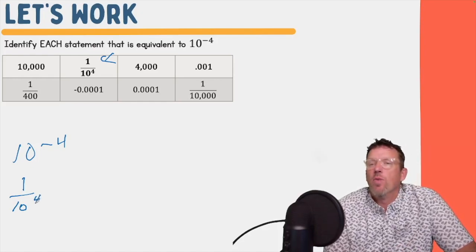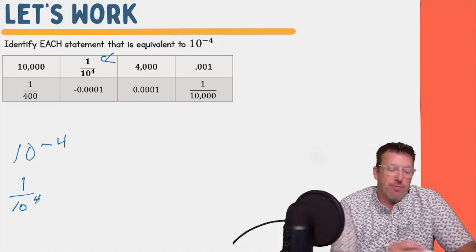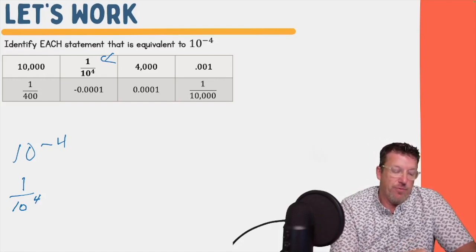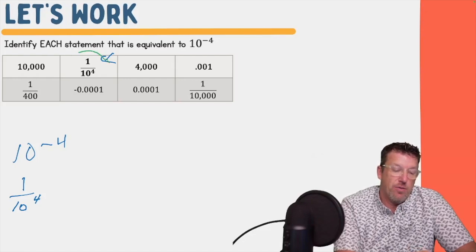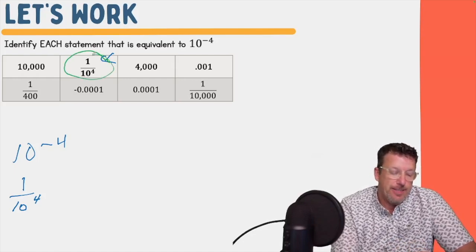Okay, 1/10 to the 4th. That was the first step. Well, I see one of those already, right? We already see one of those up here. 1/10 to the 4th. So that worked. Now what are we going to do?